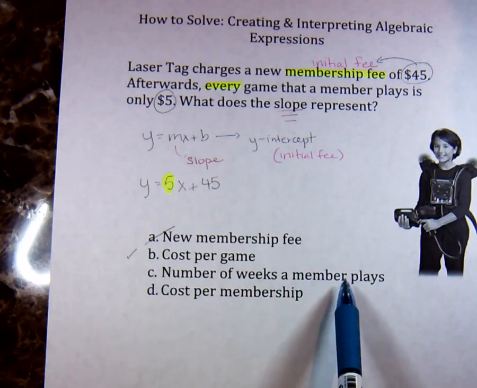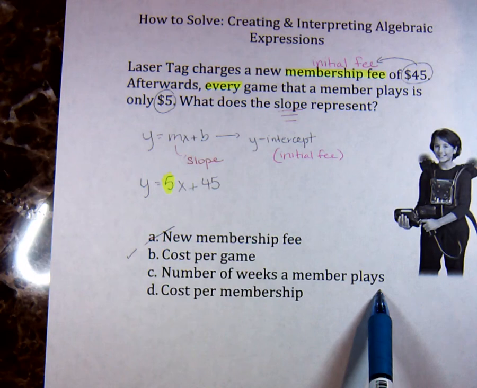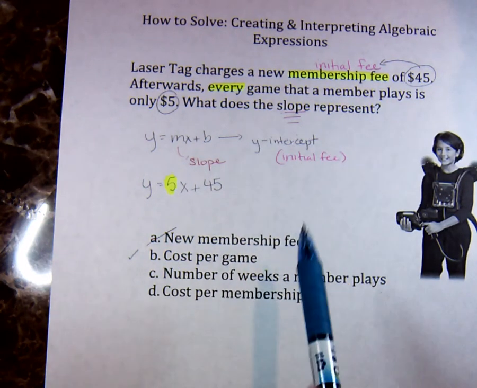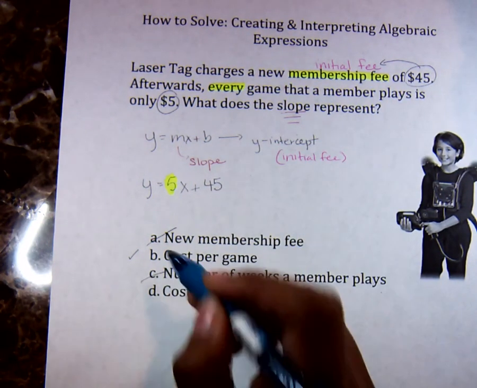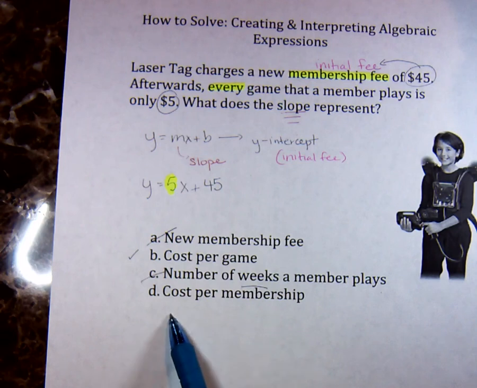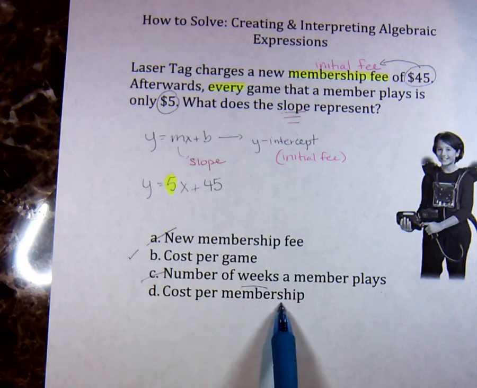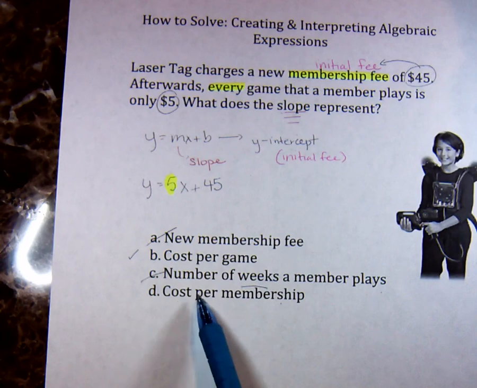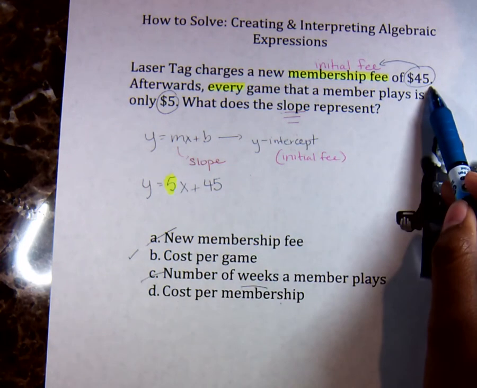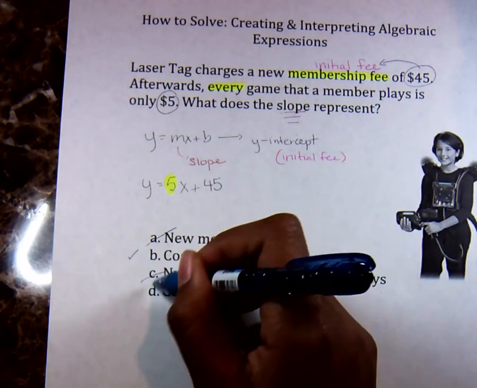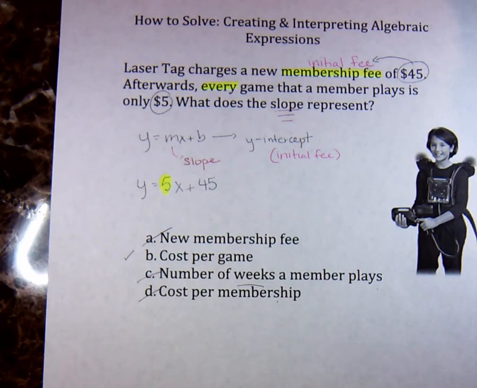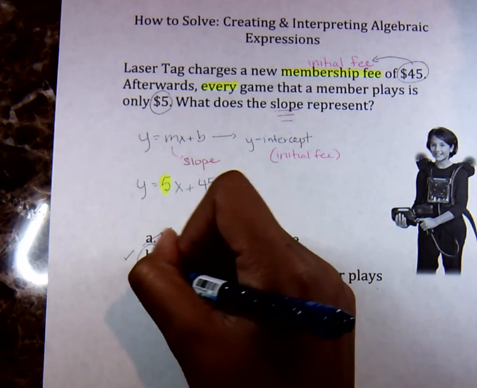C, the number of weeks a member plays a game. Well, this problem doesn't even talk about weeks, so I know that that's incorrect. And D, cost per membership. Cost per membership is another way of saying the initial fee, so the y-intercept. So I know that's incorrect. So that leaves me with B as my answer, cost per game.